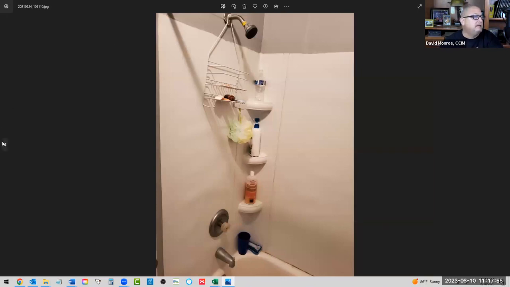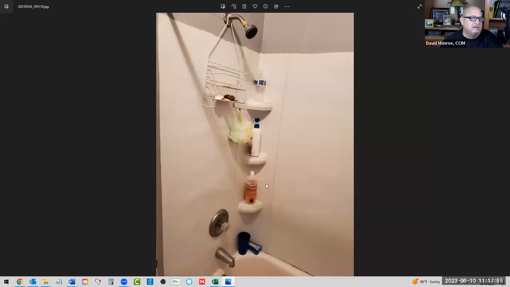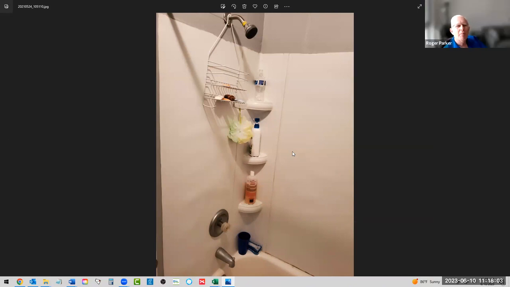Actually, you know what? That is a tub. I remember it now. That's a tub above this tub right there. Yep. And somebody's already had a go at trying to repair that because they cut a panel out previously. So it's an ongoing problem.